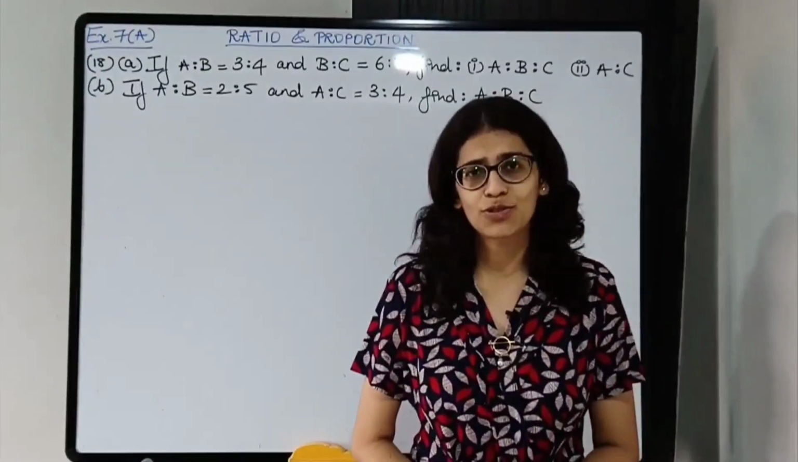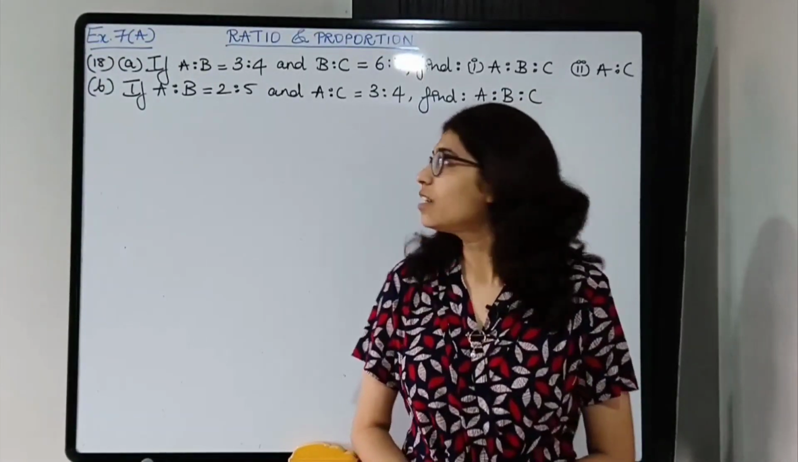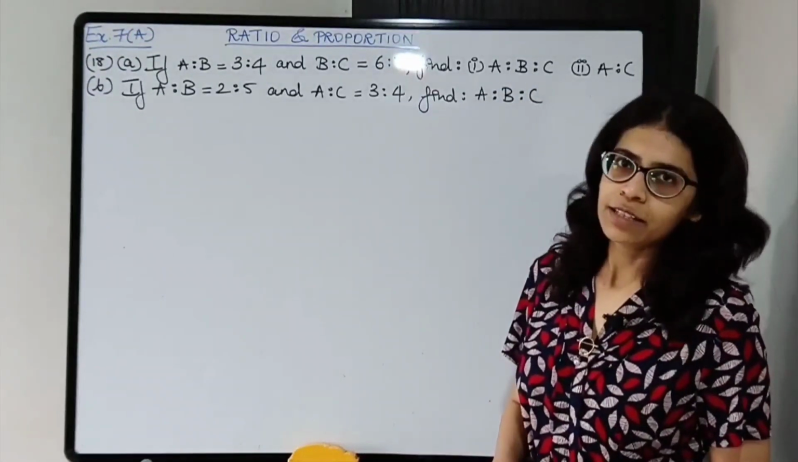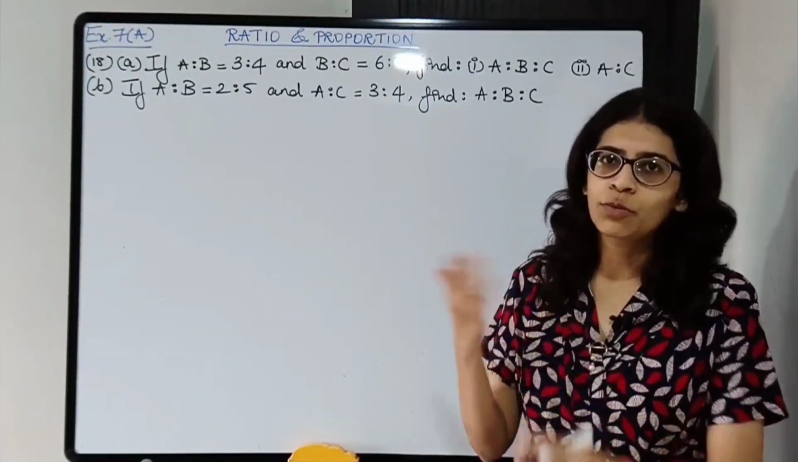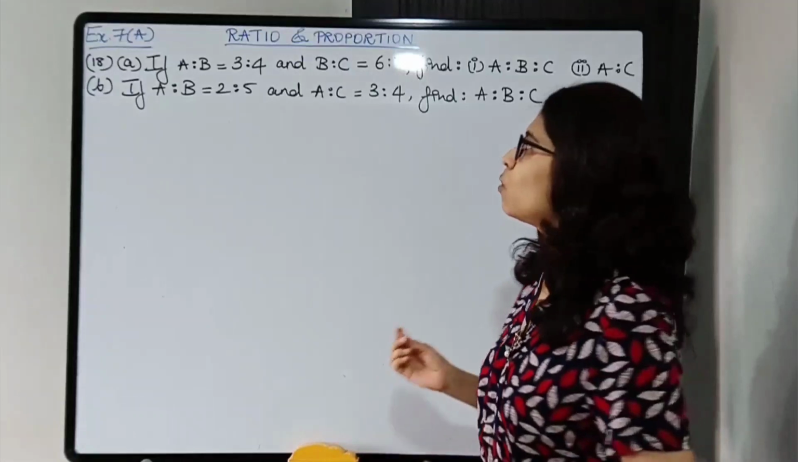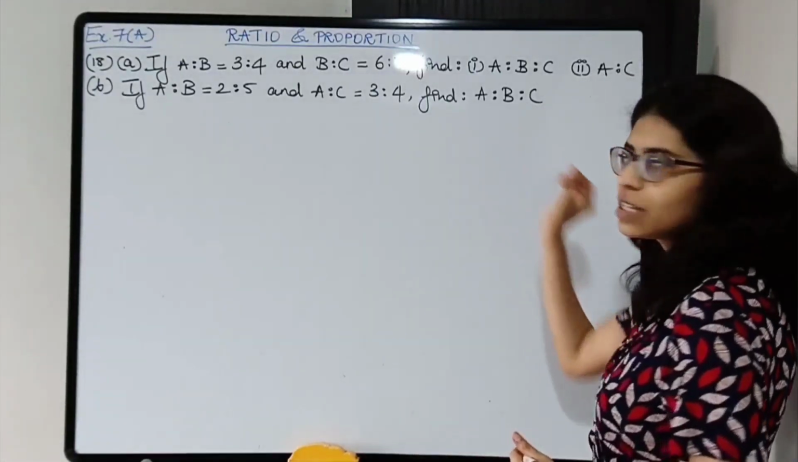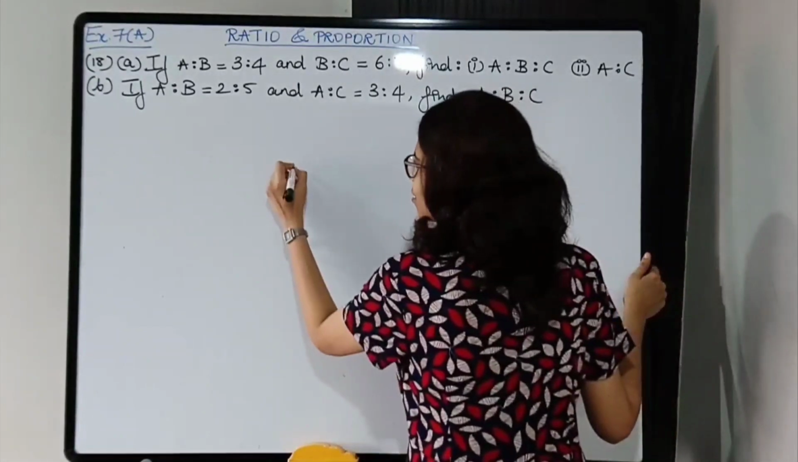These are very easy questions, students. You are given two ratios over here. We'll consider part A first. Okay? So let's see how to solve, then we'll solve with proper steps. So A is to B and B is to C is given to you. So let us consider the given first.